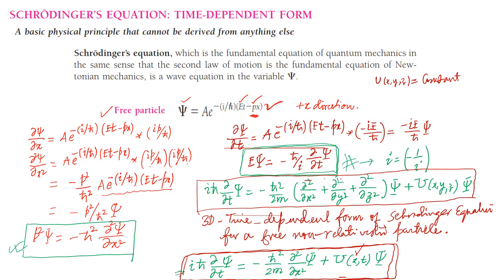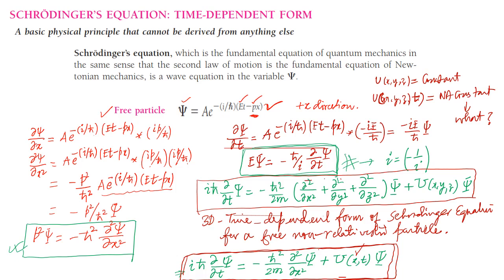But we need a situation also where some kind of arbitrary forces are acting in space and time on that particle. So if my U x y z is not constant, and it depends upon position, then what will happen?